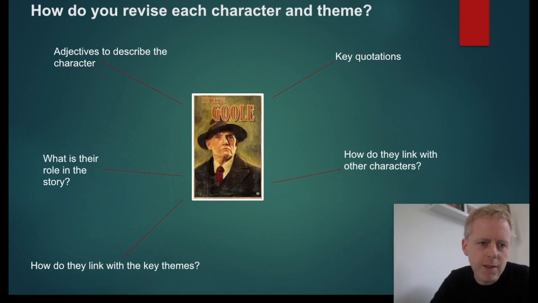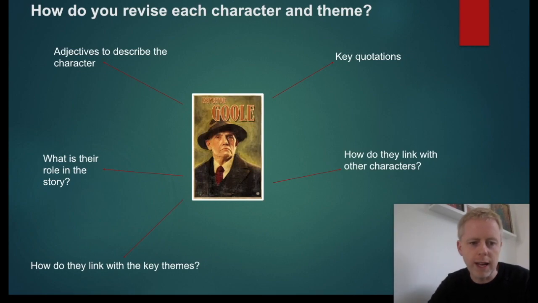So things to bear in mind. Adjectives to describe this character. So Inspector Goole, look at these stage directions at the start. He need not be a big man, but he creates at once an impression of massiveness, solidity and purposefulness. So he's dominant, he's a strong character, he's representing Priestley's socialist views on stage, he's Priestley's mouthpiece, if you like.